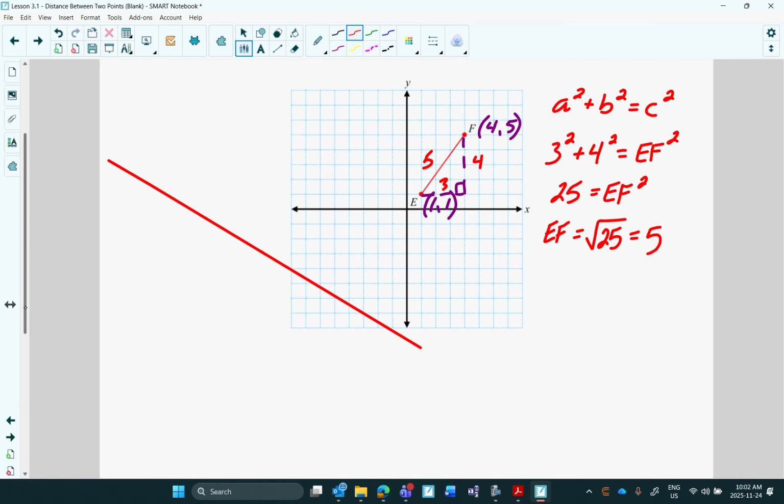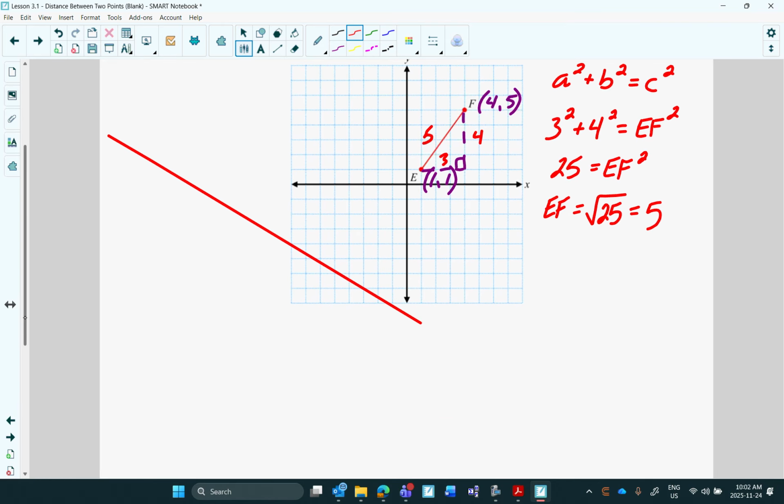And here's what this formula looks like. I don't know why I keep drawing these things. Drives me nuts.